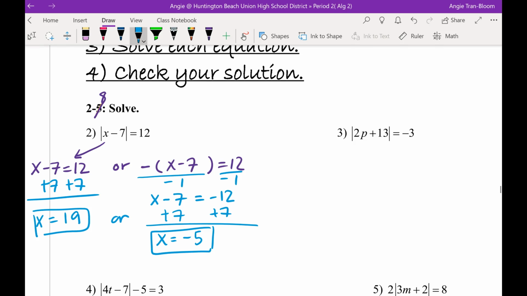Number 3, Gemma, is the absolute value already all by itself? So what is the next step if it's already by itself, Gemma? You're right. Can you give me one of them, please? 2p plus 13 equals -3. Good. Or, give me the second one, please. Gabe, give me the second equation.